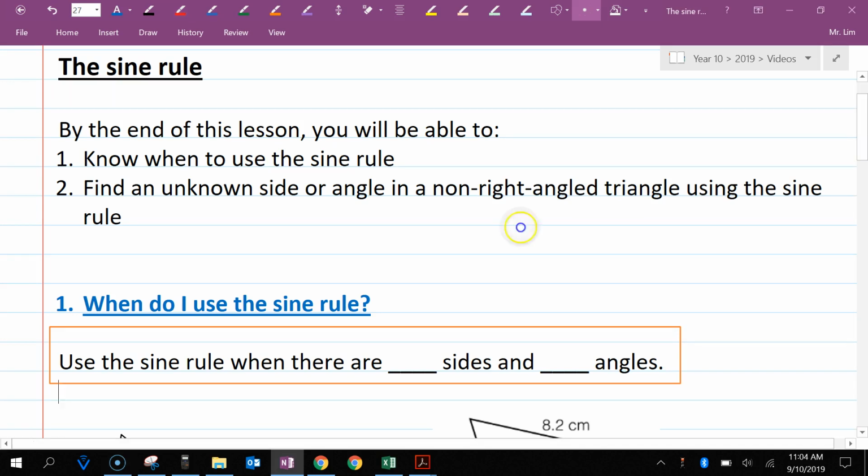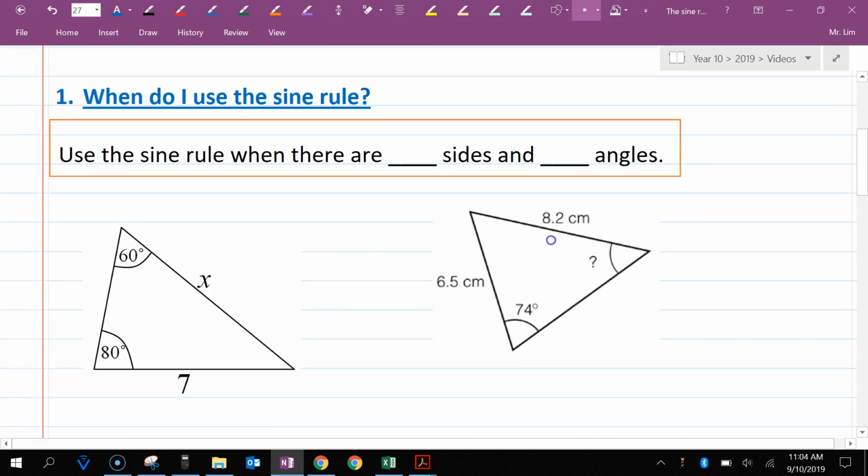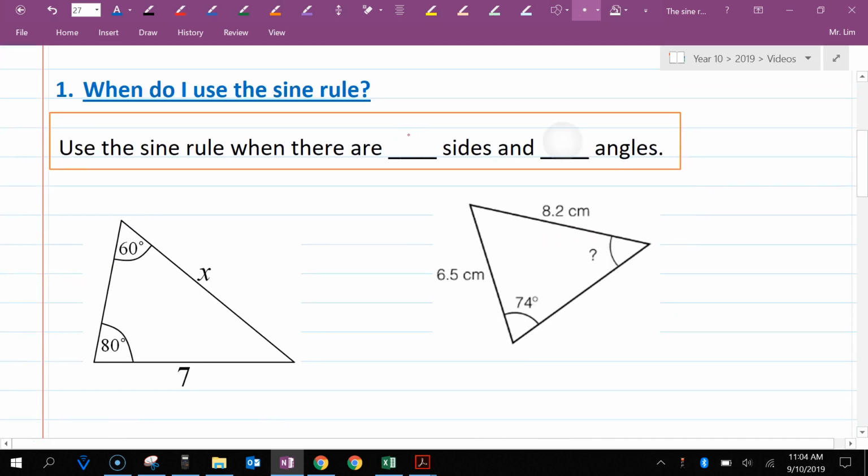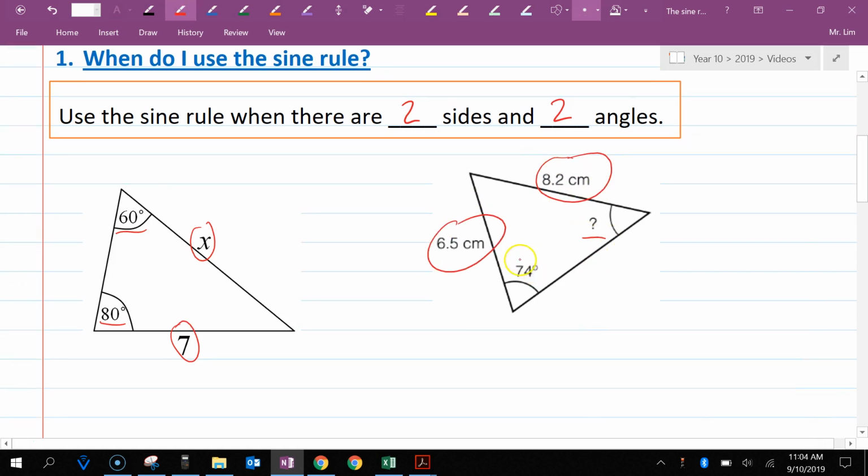So when do I use the sine rule? We use the sine rule when there are two sides and two angles. Okay, when there are two sides and two angles, that's when we use the sine rule. So here we can see we've got two sides and we have two angles. Here we have two sides and two angles. Okay, so that's when we use the sine rule.